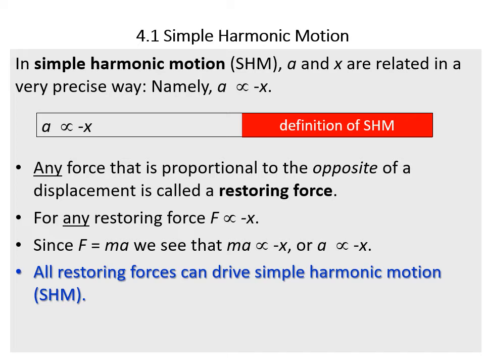You pull on a spring, the spring tries to pull in the opposite direction. You displace a pendulum one way, let it go, it swings in the opposite direction of the displacement. Always, always, there is a phase difference between acceleration and displacement for a simple harmonic oscillator.